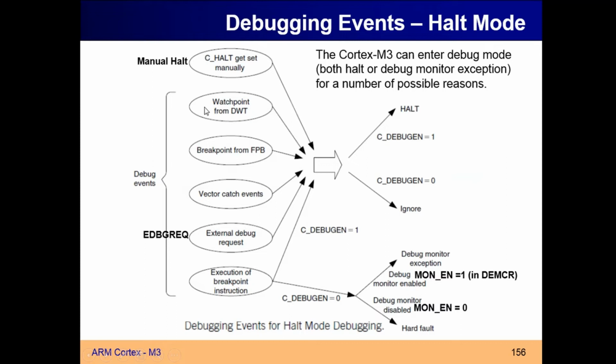Then similarly, if a watch point is generated from DWT trace unit and debug enable bit is set, again it will go to halt. The same thing will happen in the case of breakpoint instruction from flash patch and breakpoint unit. Similarly for vector catches, if any one of the vector catch events is occurring and debug enable bit is 1, it will halt the processor.